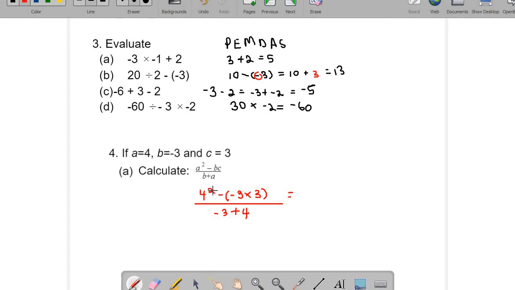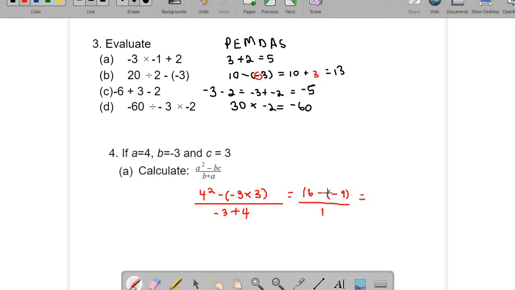So we're also going to follow our PEMDAS rule. We have subtraction, we have a power here, and we have multiplication. We're going to work out the power first. So 4 squared is 16 minus, now that we've worked out the power, we can go ahead and multiply. So that's going to give us -9. And in the denominator, according to our rules for directed numbers, we should get +1.